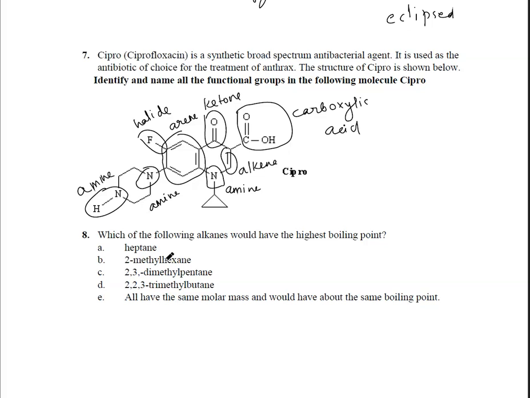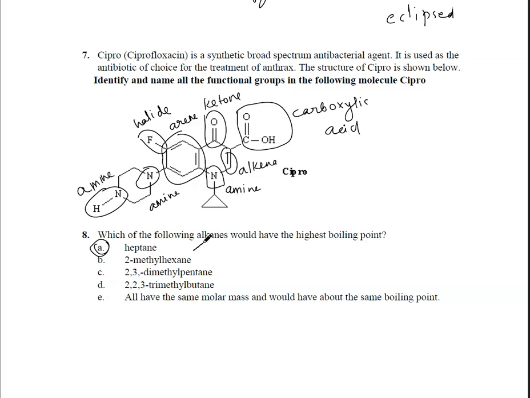The last one is regarding the intermolecular forces of attraction, helping us discuss the boiling points of different alkanes. Actually, this question is more regarding the structure. So if you look at which will have the highest boiling point: heptane, 2-methylhexane, 2,3-dimethylpentane, 2,2,3-trimethylbutane, and all have the same molecular mass. So it's a choice. You have to pick the correct choice. Here the correct choice is heptane, because when you have branching in the molecule, it reduces the surface area, and it lowers the boiling point.